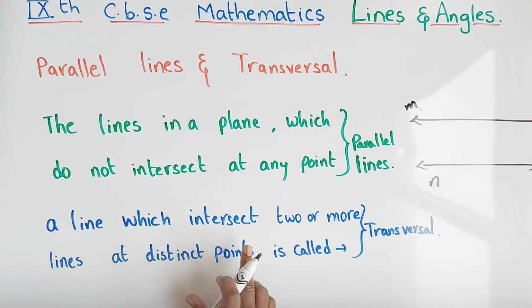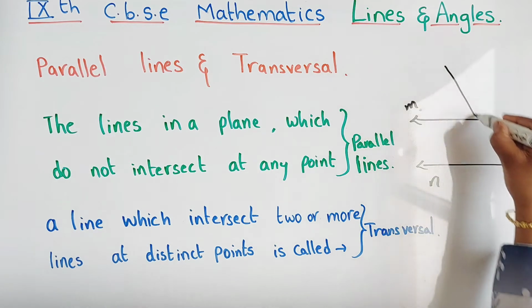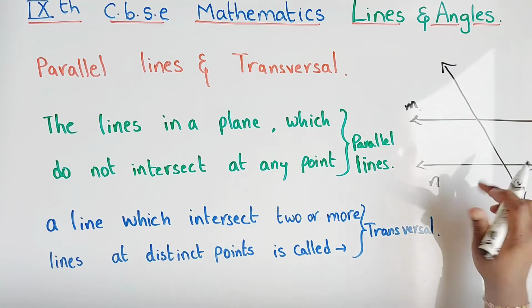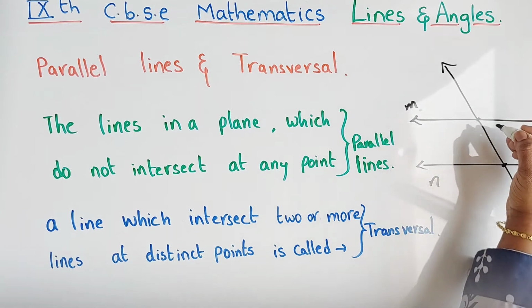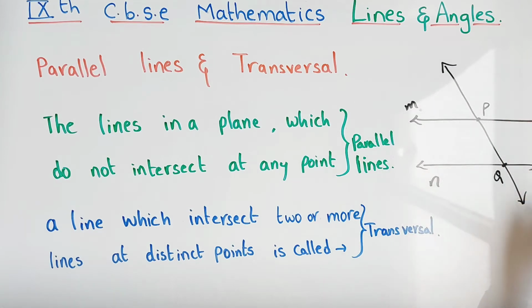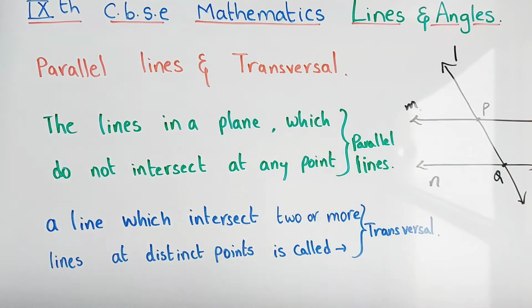What is a transversal? A line which intersects two or more lines at distinct points is called a transversal. So one more line is there which intersects two or more lines at distinct points. These points, children, we can call P and Q. So L is a transversal for lines M and N, right?